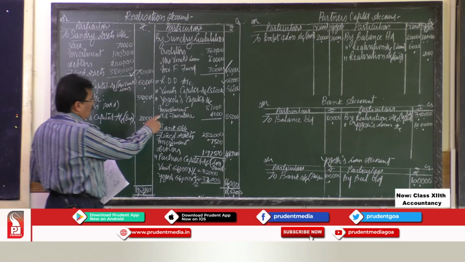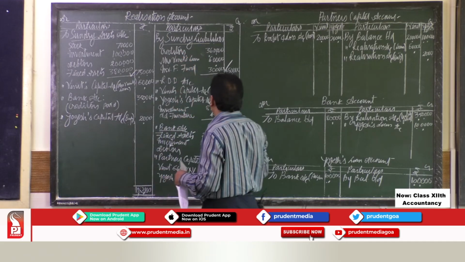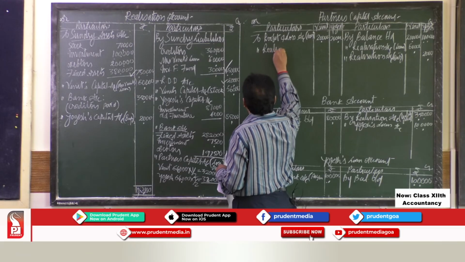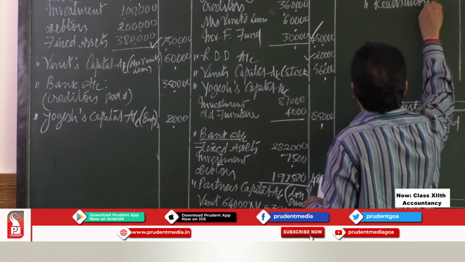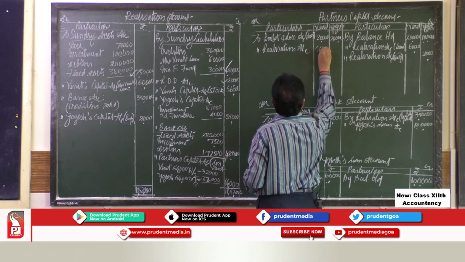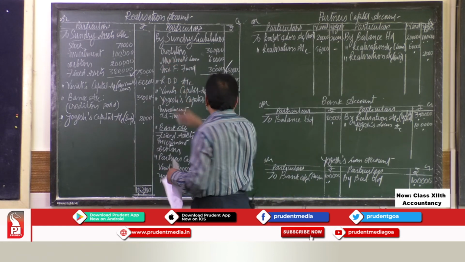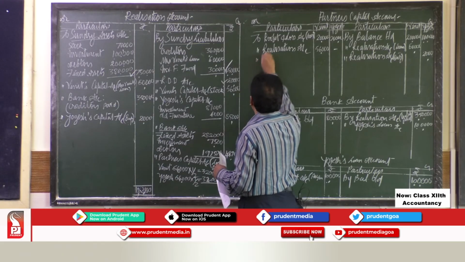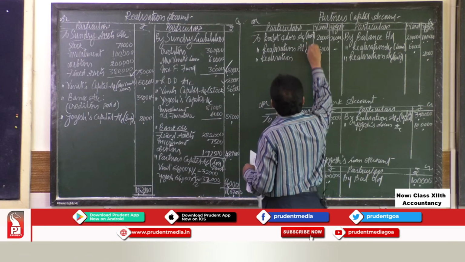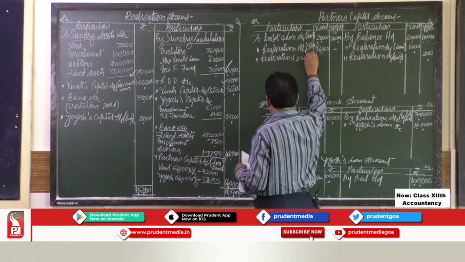So now this side, Vinith's capital account debit to realization account. So to realization account, in Vinith's column rupees 56,000. Then Yogesh capital account debit to realization account. So to realization account, this is for stock taken over, this is for assets taken over.